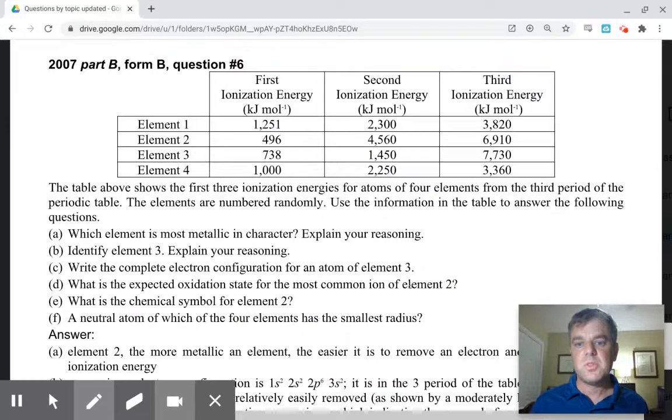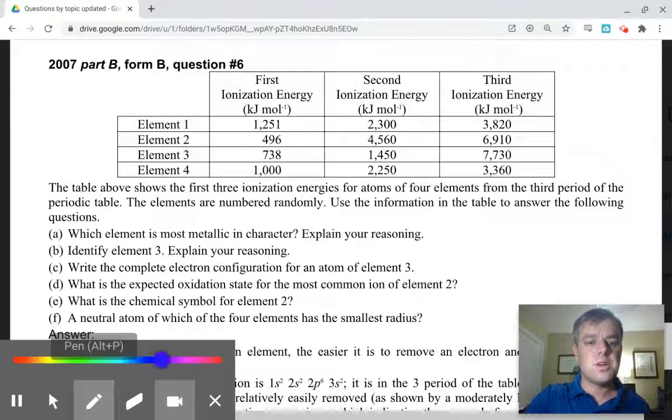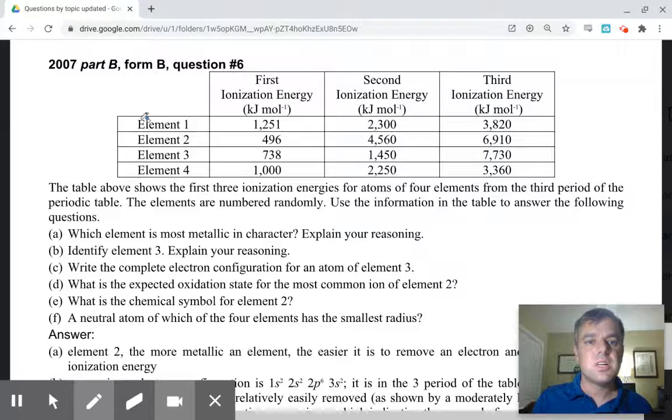Here's an example free response question that you might see, and it's asking how you would answer these questions as far as ionization energy is concerned. You have this chart with 4 elements. You have to read the question carefully because it does tell you that they are from the 3rd period of the periodic table, and the elements are numbered randomly. So use the information in the table to answer the following questions.